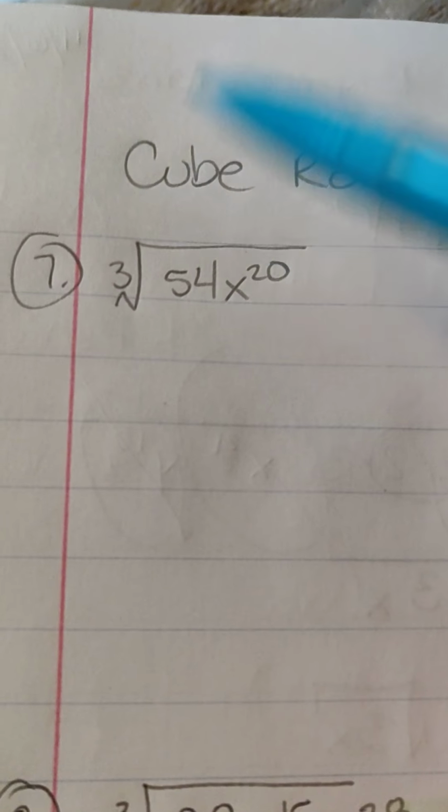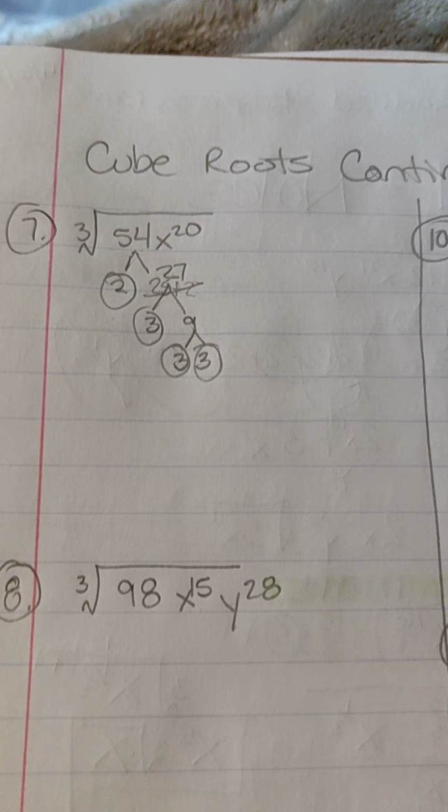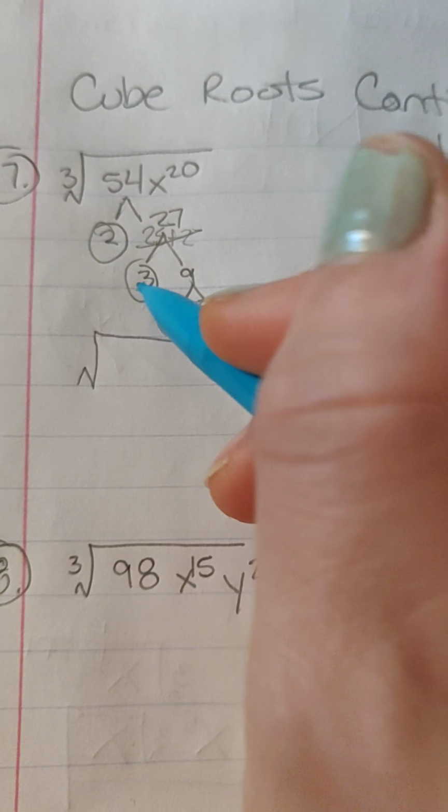And 2 times what gives me 54? Well, half of 50 is 25. So if I have 25, and then half of 4 is 2, that gives me 27. So I have 2 and 27. 2 is done. 27 breaks up into 3 times 9. 3 is done. And we've got 3 times 3. So that is the same as, I'm going to zoom out a little bit here, we've got 2 times 3 times 3 times 3.